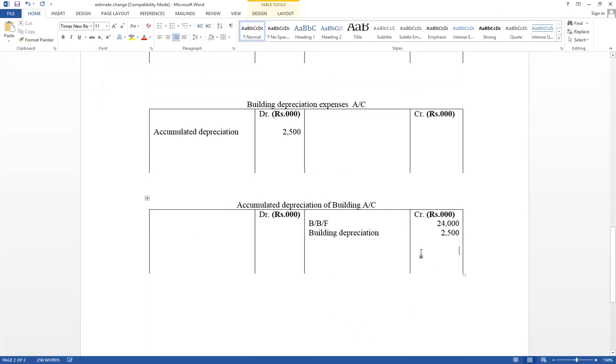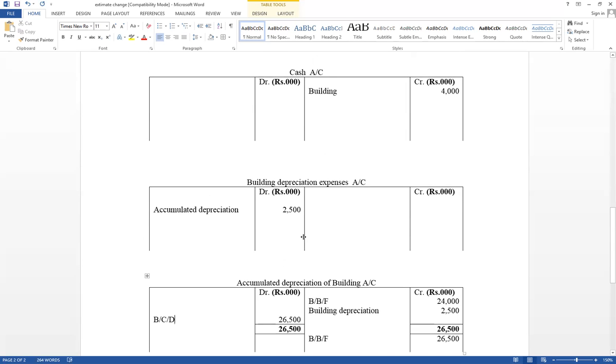And accumulated depreciation balance carried down. Accumulated depreciation is also an asset account. Therefore, the balance should be carried down. Take the increase side, the credit side increase, 26,500. Take the debit side, then the difference value is the balance carried down from the debit side to the credit side. On the credit side as a balance brought forward, and on the debit side as a balance carried down.